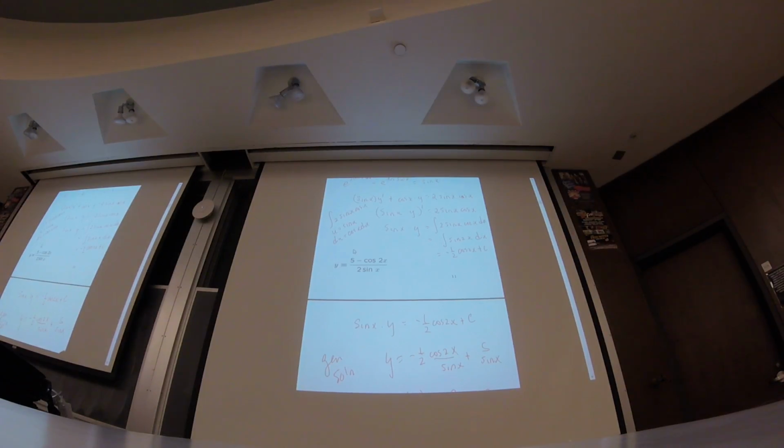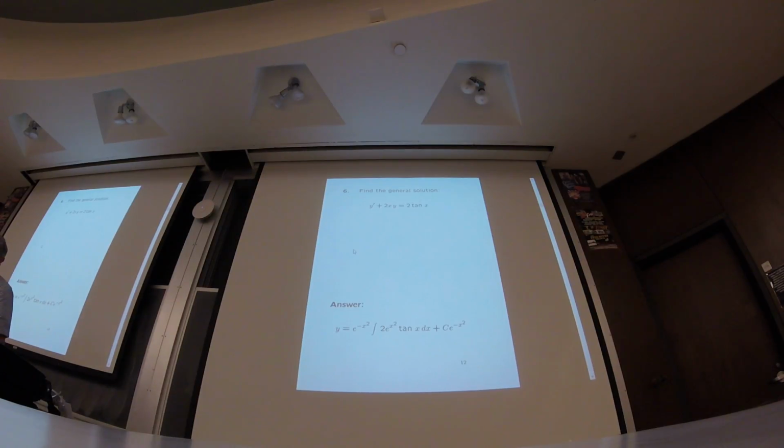Okay. So, one more example. Find the general solution of this. It's linear. It's already in standard form. So I multiply by e to the integral 2x dx, which is e to the x squared.